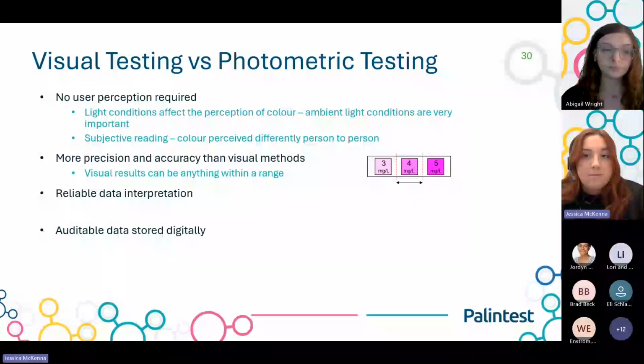So to expand a little on before, why photometric testing? As we've just seen, visual testing is impacted by user perception and the surrounding environment. Photometric testing is more precise and accurate. A visual result can be within a range of colours and not an exact value. A photometer will give an accurate on-screen result, not relying on any user, therefore taking the decision-making away from the user. This result is then stored in the instrument memory and can be uploaded onto our digital software PalinTest Connect, where it can be used for audit purposes.